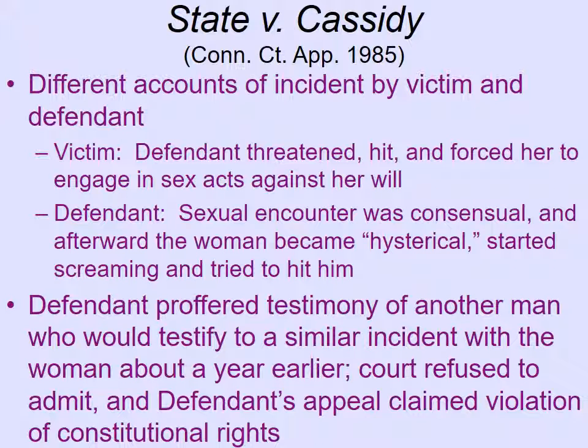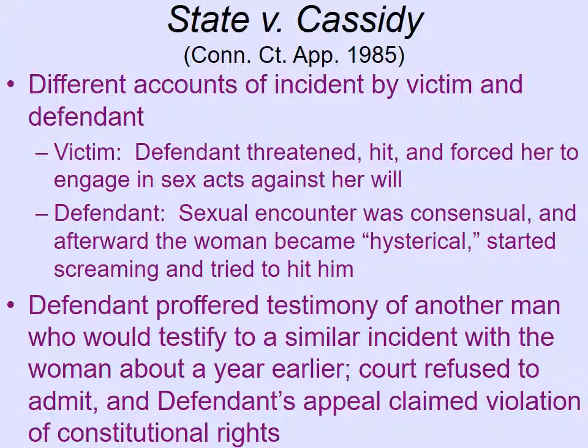Now, Cassidy first is a Connecticut case. This is the one where the victim and the defendant gave very different descriptions of the sexual encounter that happened. Both agreed that the two knew each other before the night in question and in fact had had consensual sex before, and that she willingly went to his house, went upstairs to his bedroom, undressed, and got into his bed. And at that point, she was willing to have sexual relations with him.